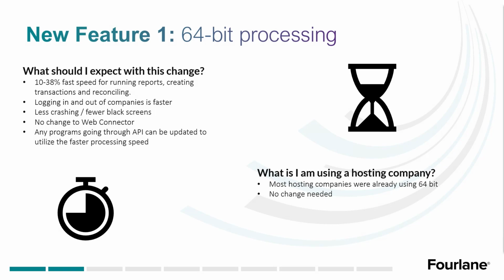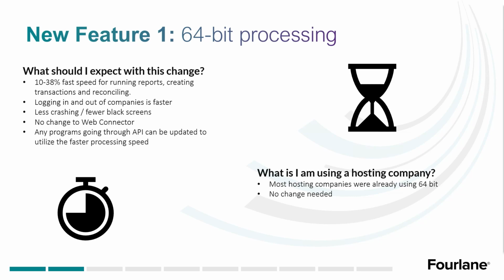So what should I expect with this change? We have had numbers reported between 10 and 38% faster speed for running reports, creating transactions, and reconciling. Think about your little spinny bar. Less spinny bar. Logging in and out of companies should be faster. There should be less crashing, fewer black screens, the black and white, right, usually. There is not a change with the web connector yet, so it still is connecting at 32-bit. Any programs that go straight through the API, that don't use the web connector as an example, can be updated for faster processing speeds, to take advantage of that 64-bit processing.